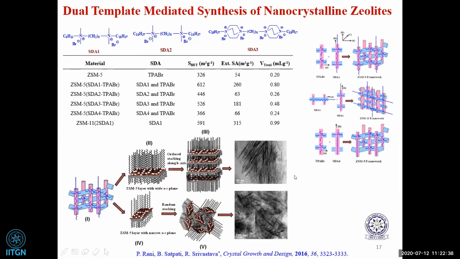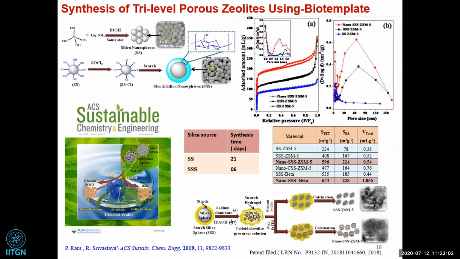And using this strategy, we were able to prepare ZSM-5, mordenite and sodalite. We have tried a lot to synthesize mordenite, which is again a very interesting zeolite, but we could not make it with any other structure writing agent. Even people have not made any mesoporous mordenite with any kind of structure writing agent.